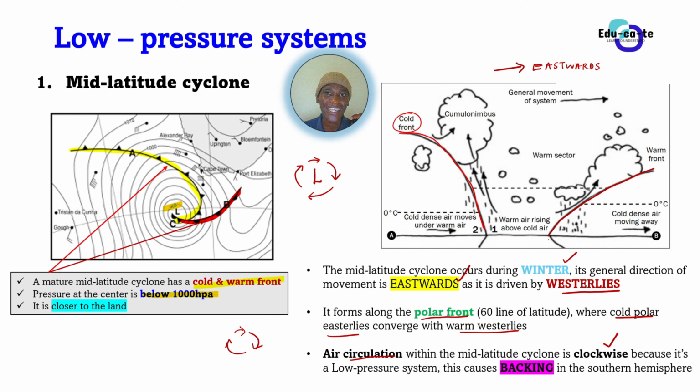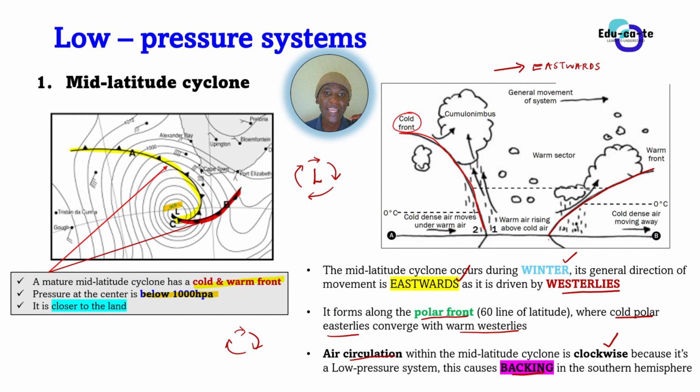Because they can ask, give a reason for your answer. Why do you say it's clockwise? It is because a mid-latitude cyclone is a low pressure system. And in a low pressure system, we know that air circulation is clockwise, just like the clock. And then this clockwise rotation of air within a mid-latitude cyclone causes what is known as backing.